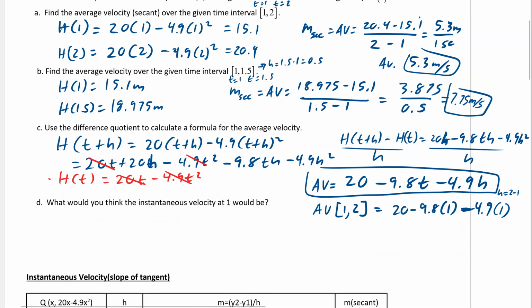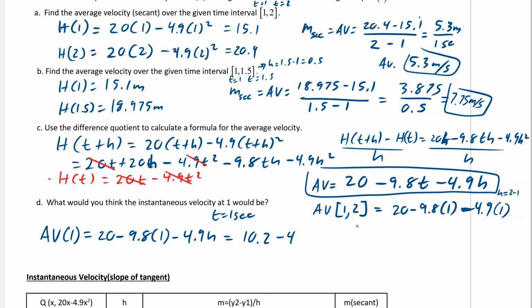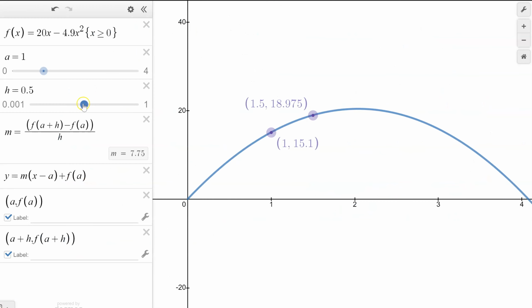Now we're going to use that to think what would be the instantaneous velocity at t equals 1 second. So if we plug that in, our average velocity at 1 second would be 20 minus 9.8. I know this is not proper notation, but you get the idea. This would become 10.2 minus 4.9h. And so think about your h. h is the distance between the two.